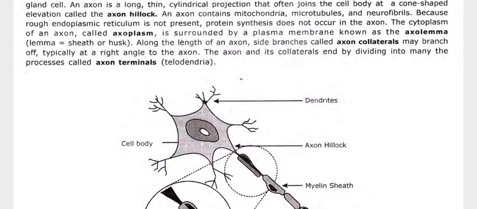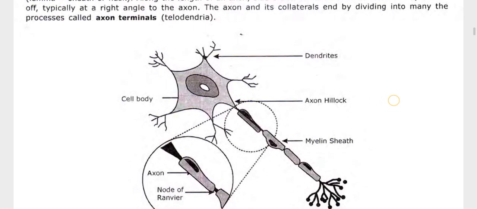The cytoplasm of an axon, called axoplasm, is surrounded by a plasma membrane known as the axolemma. Lemma in the sense of sheath or husk. Along the length of an axon, side branches called axon collaterals may branch off, typically at a right angle to the axon. The axon and its collaterals end by dividing into many processes called axon terminals, or telodendria.